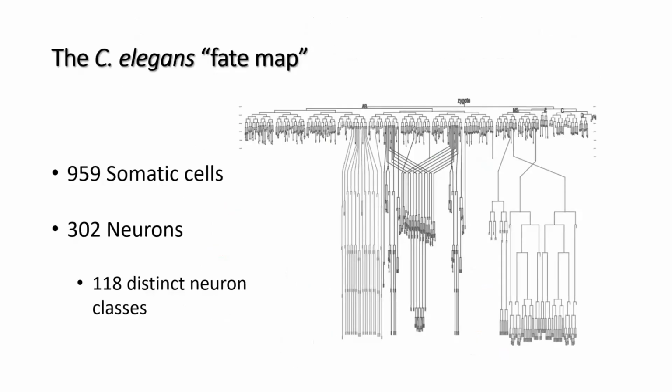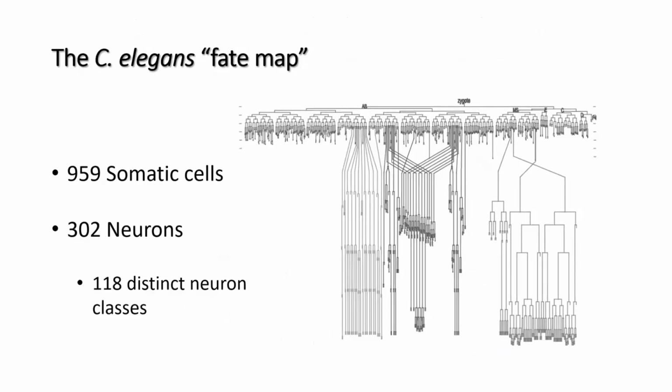Okay, so here it is. 959 somatic cells, and here's the P0, the zygote, the AB cell, and one important tool, EMS, and the MS lineage, et cetera. And notice also, some of those cells die off by apoptosis, and some lineages divide a lot more than others.